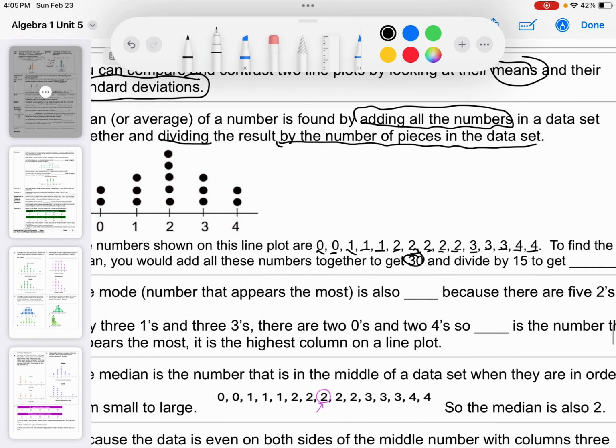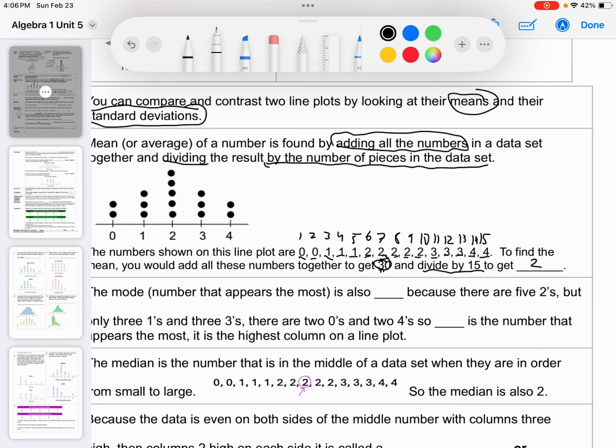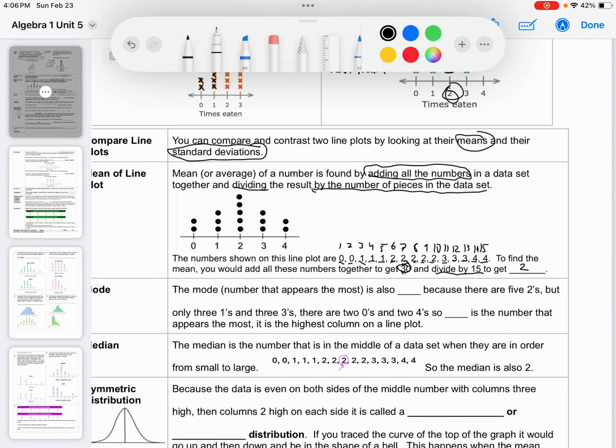Then we need to divide by how many numbers we have. So looking at this data set, I have 1, 2, 3, 4, 5, 6, 7, 8, 9, 10, 11, 12, 13, 14, 15 numbers. So I take the 30 that I get by adding them all together, I divide by 15, because that's how many numbers I have, and that gives me 2 as the mean. You find the mean by adding all the numbers together and then dividing by the number of numbers that you have.